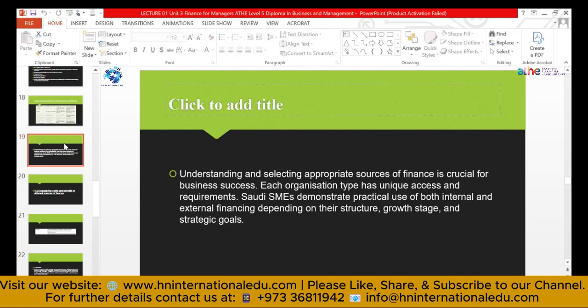Understanding and selecting appropriate sources of finance is crucial for business. Each organization type has unique assets and requirements, so SMEs demonstrate use of both internal and external financing depending on their structure, growth stage, and strategic goals. It doesn't depend only on Saudi SMEs, it is for every kind of SME, but we need to see the culture as well. That is the constraint, the drawback as well. How the structures of various organizations are, what their growth stage is, whether it is at maturity level, saturation period, or they're just booming, and their strategic goals, organization vision and mission.